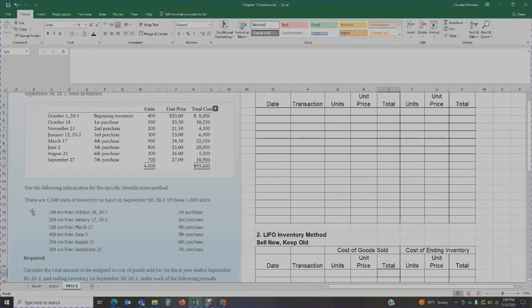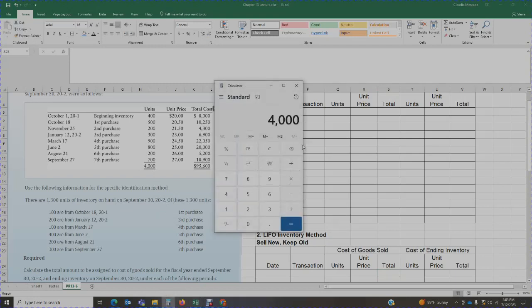Okay, they're telling us that there are 1,300 units of inventory on hand on September the 30th. Okay, so we have 1,300 units that have not been sold. So let's look at this information. We had 4,000 units. And the problem is telling us that we have 1,300 units that have not been sold. So that means that 2,700 units have been sold. So we have 2,700 units that have been sold. We have 1,300 units that have not been sold.